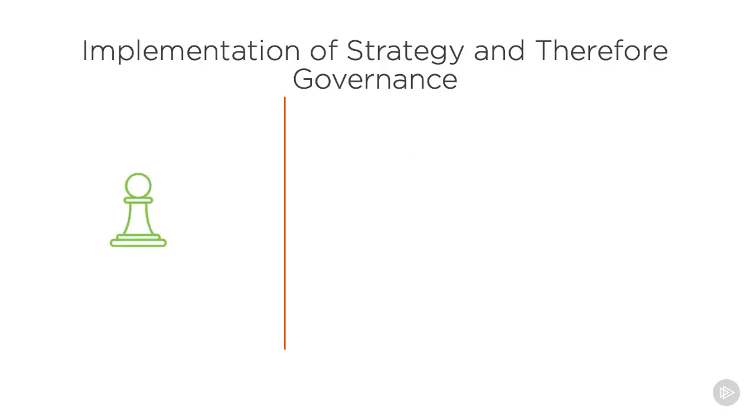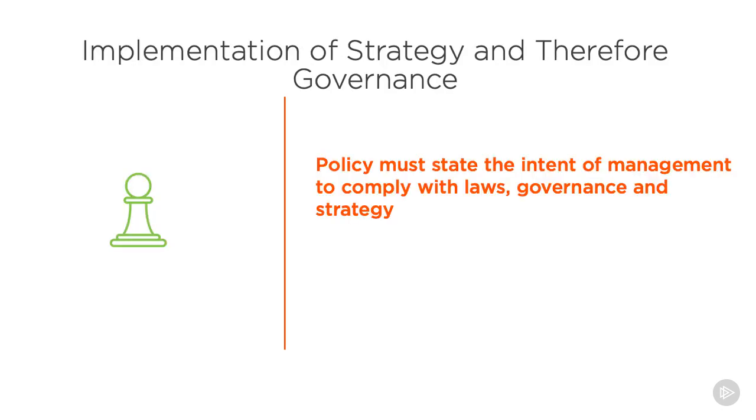The implementation of strategy is, of course, the implementation of governance. But how do I implement strategy? Through policy. Policy stating the intent of management. For example, the high-level policy of an organization should always have something that indicates that management will comply with all the laws, governance, for example. It'll set out the culture of the organization. What is our culture towards how we deal with our customers, competitors, and so on?